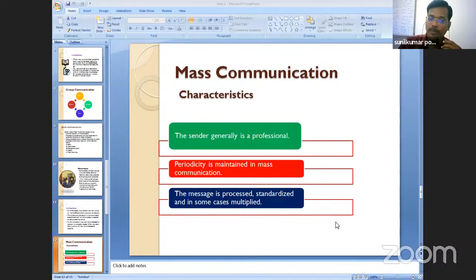Another characteristic is that periodicity is maintained in mass communication. What is periodicity here? For example, newspapers. What kinds of newspapers are there? Daily newspapers, weekly newspapers, fortnightly newspapers, monthly newspapers, bi-monthly newspapers, bi-yearly newspapers. These are the kinds of newspapers, and each one has a periodicity. Daily means we are seeing The Hindu, Times of India, New Indian Express, Eenadu, Sakshi, Andhra Jyoti, Namaste Telangana. These are the daily newspapers. The periodicity here is a single day.